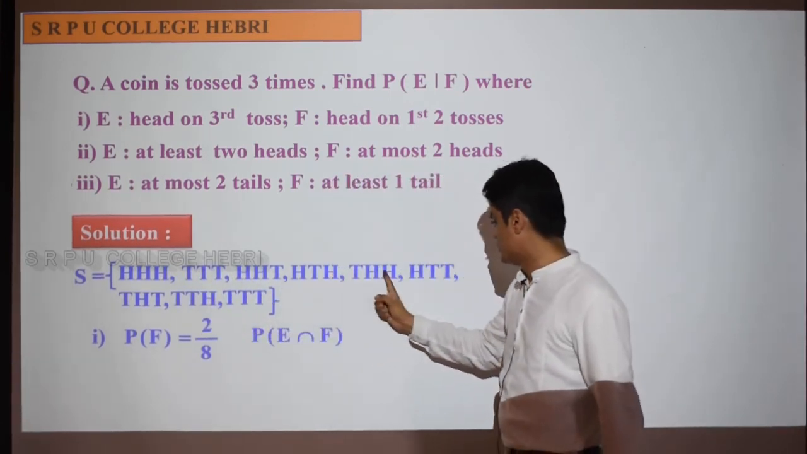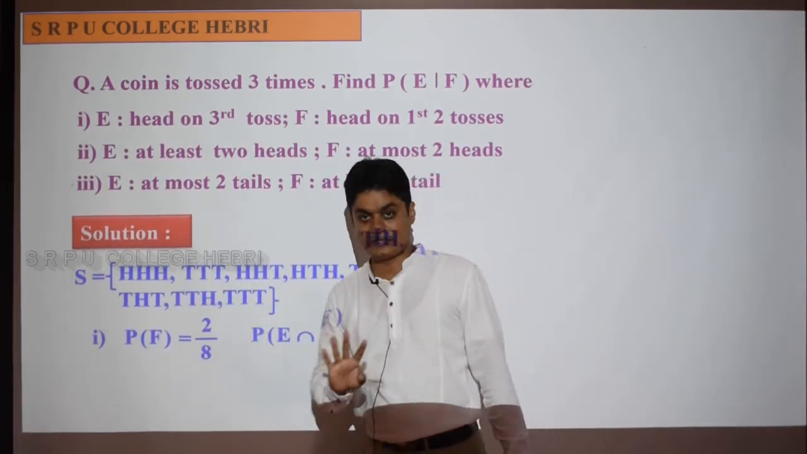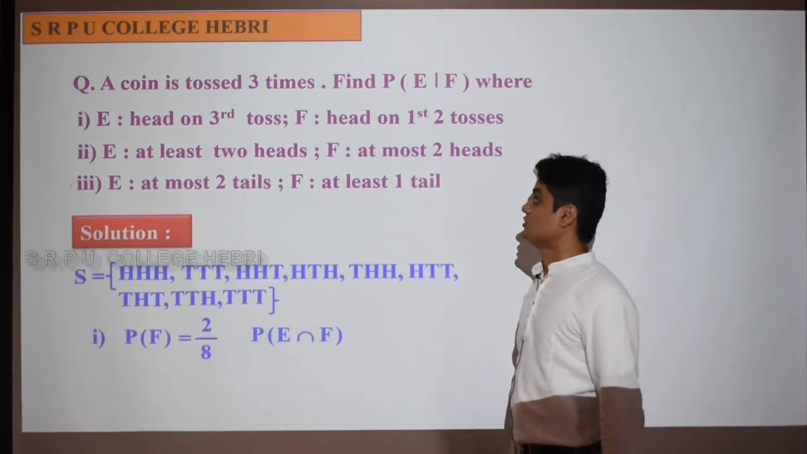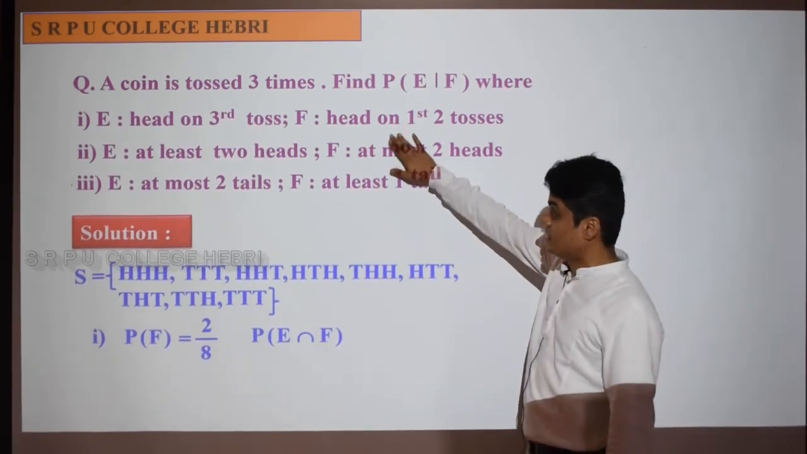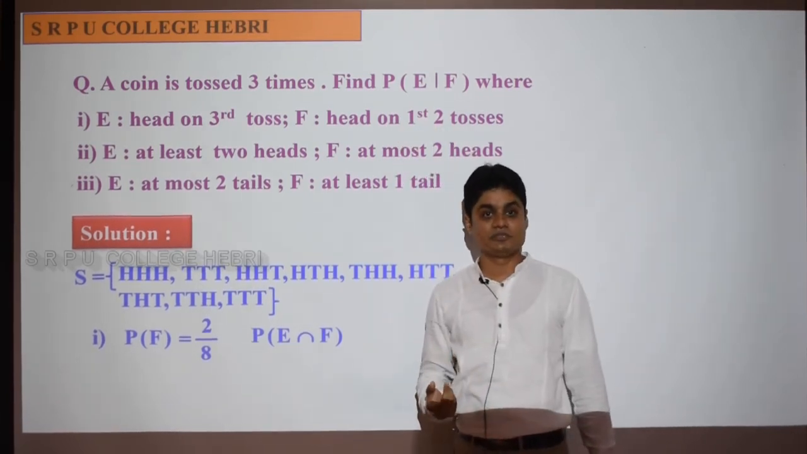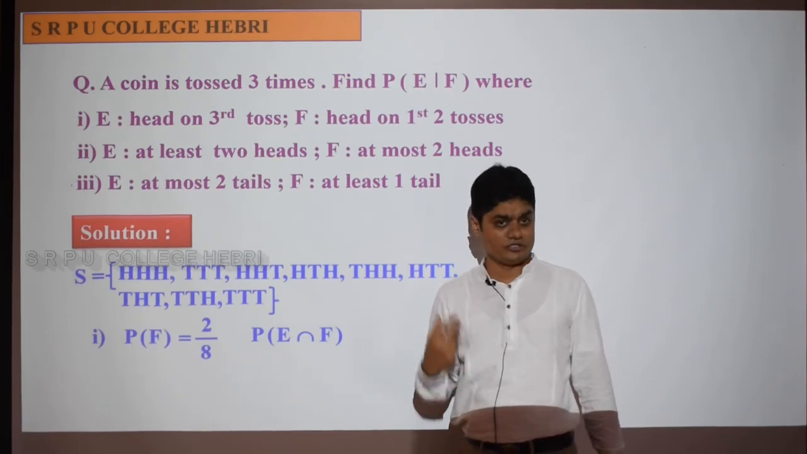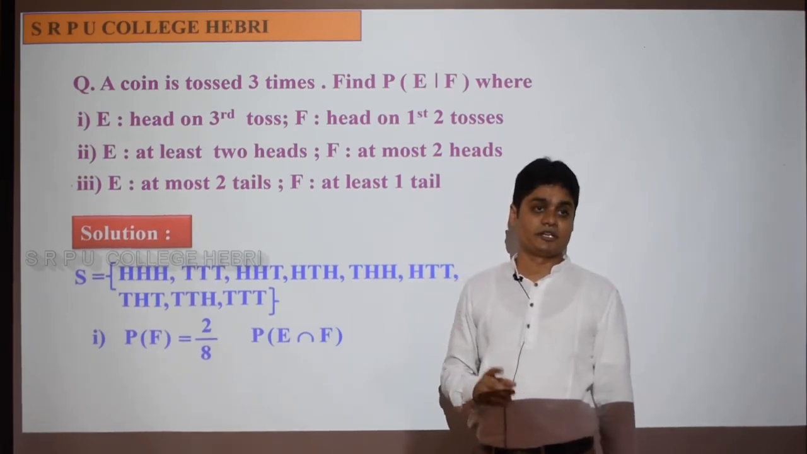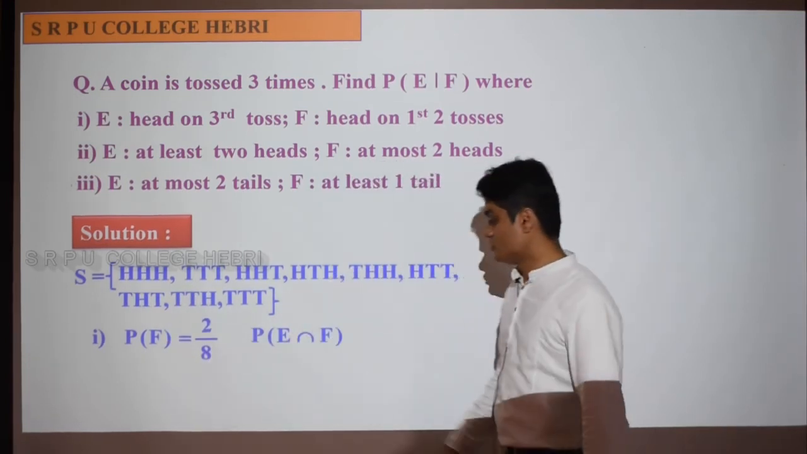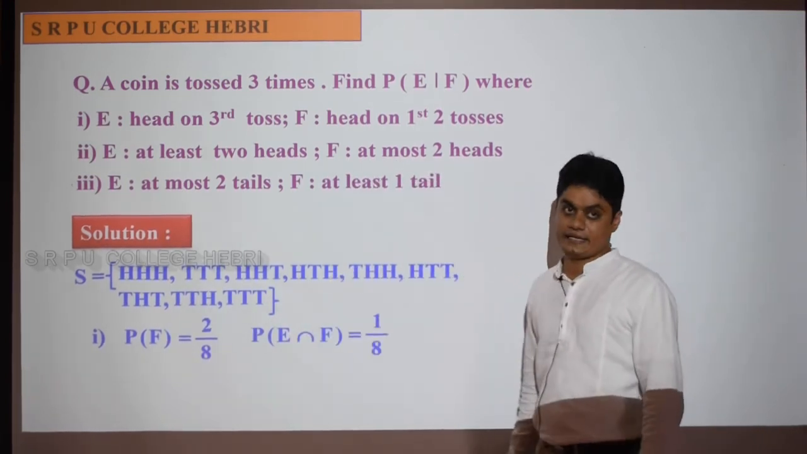There are 4 possibilities where there is a head on the third toss. Intersection means head on the third toss as well as head on the first 2 tosses. So it is one possibility. What is that? H, H, H. The first 2 tosses must be head, the third toss must be head. So how many such possibilities are there? Only HHH. Okay. So P of E intersection F is 1 by 8.